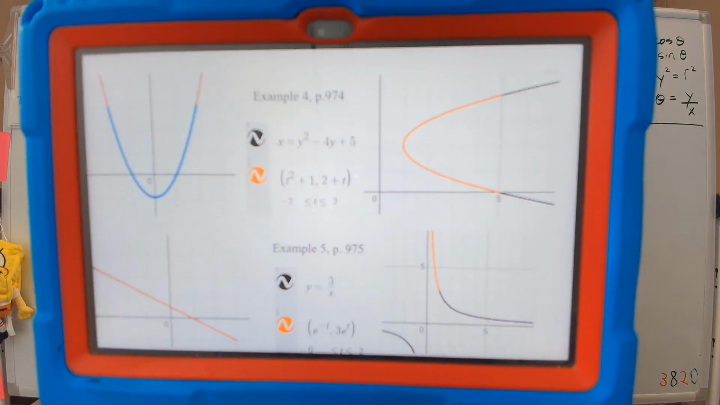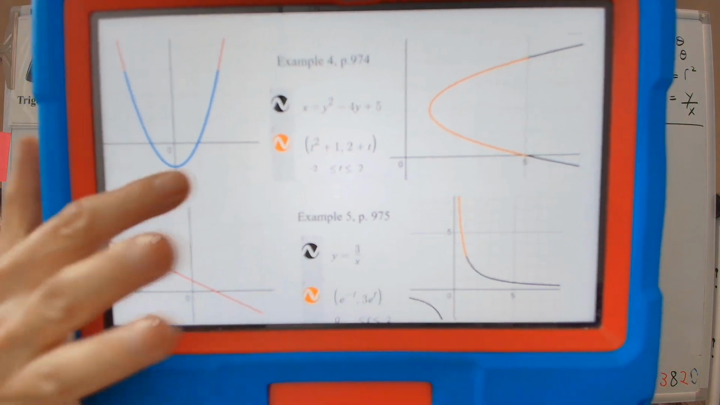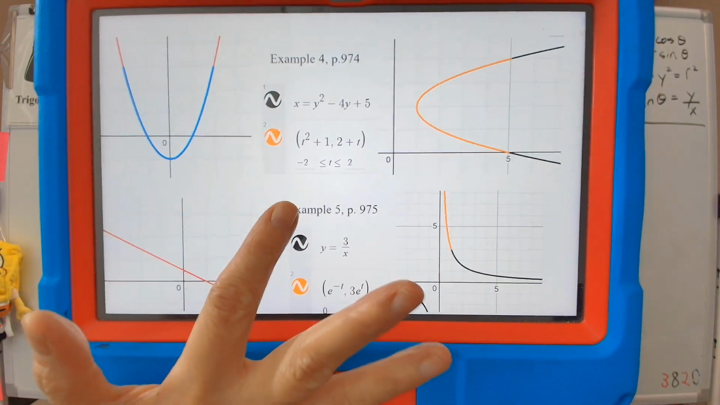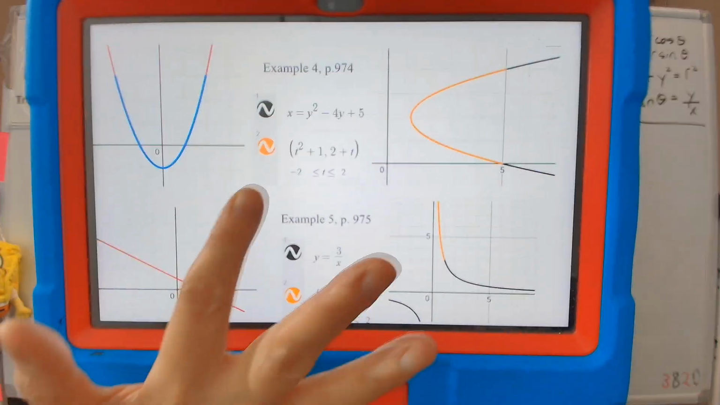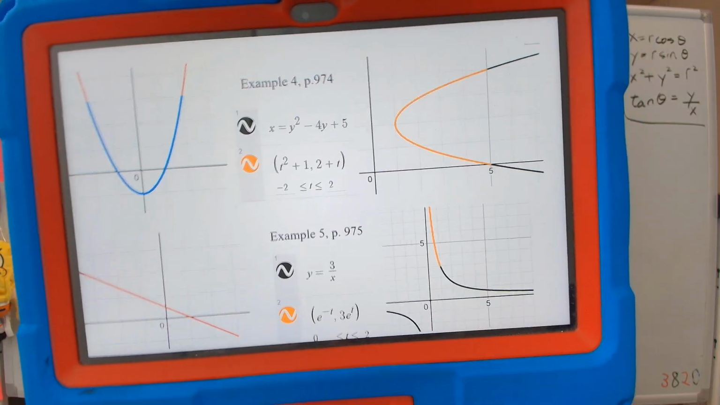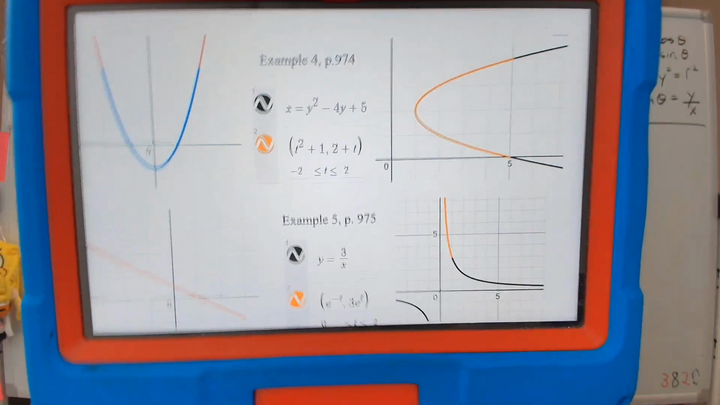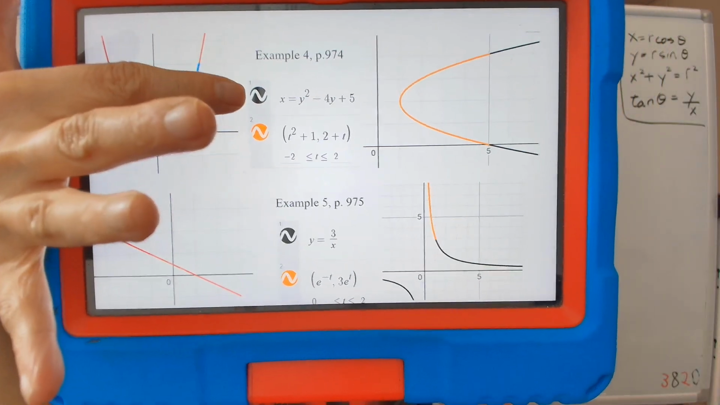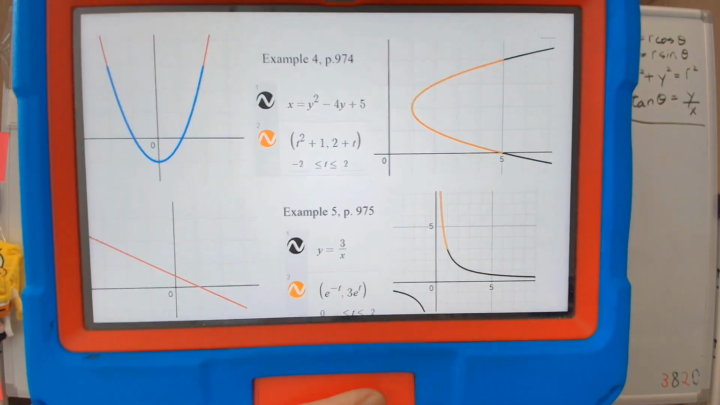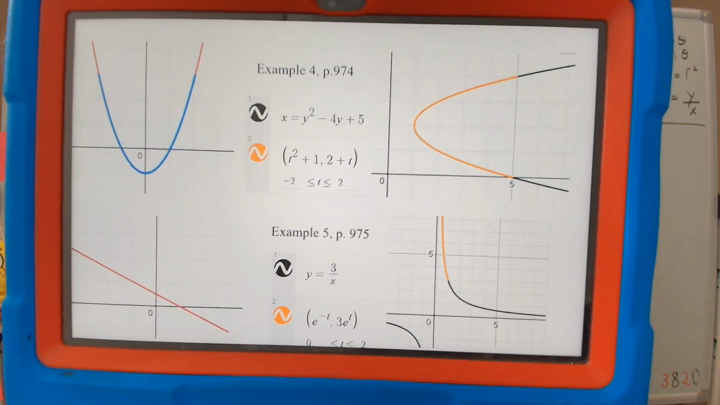So here's example 4, same principle, where we started out with x equal to t squared plus 1 and y equal to 2 plus t, and we were supposed to find this equation. As you can see, the orange one is right on top of the black one.